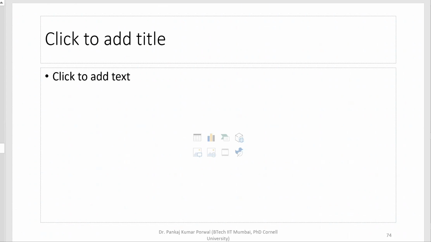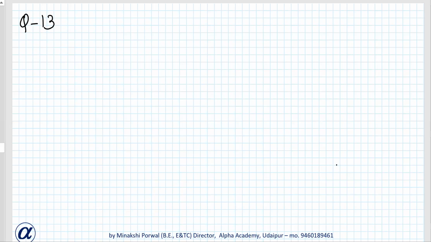Now, next question. The scalar product of a vector with a unit vector along the sum of two given vectors is equal to 1. So basically, the dot product of this vector with some other vector is 1. This other vector is actually the unit vector along the sum of these vectors.